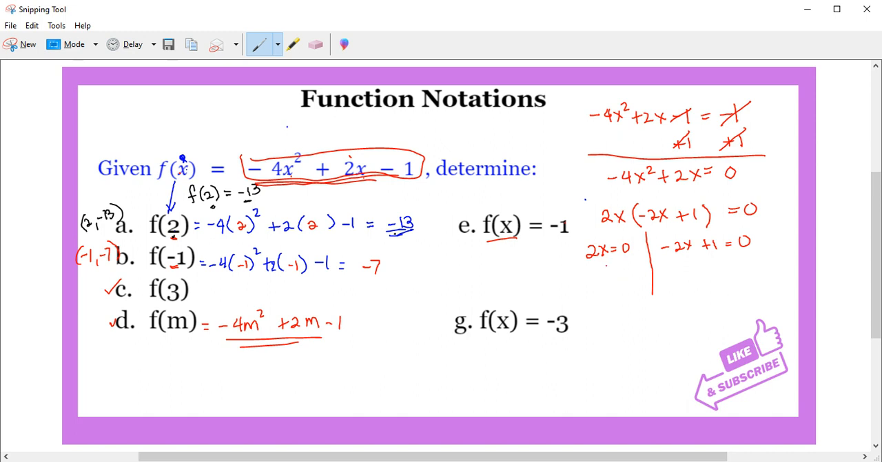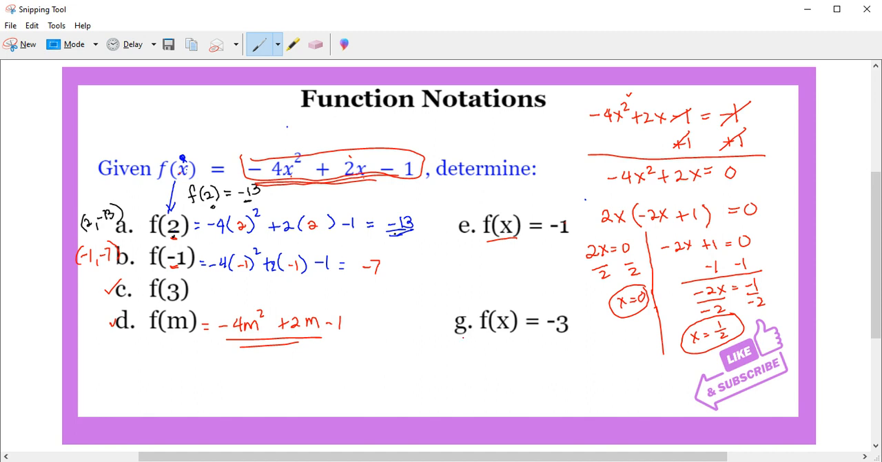Now solve for them separately. I'm going to divide by 2, therefore x equals 0. That's one answer. Remember, you have a square here, which means you're expecting two answers. On the second one, I'm going to subtract 1 from both sides: negative 2x equals negative 1. I'm going to divide by negative 2, so my second x equals positive 1 half. So I have two answers. That's how you answer letter E.